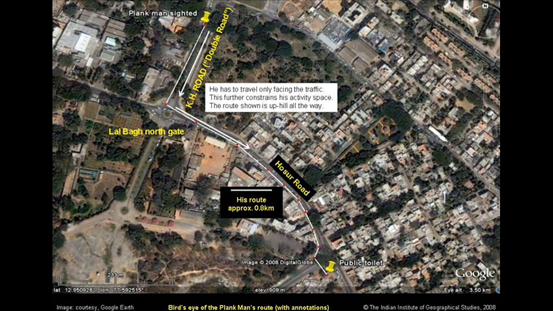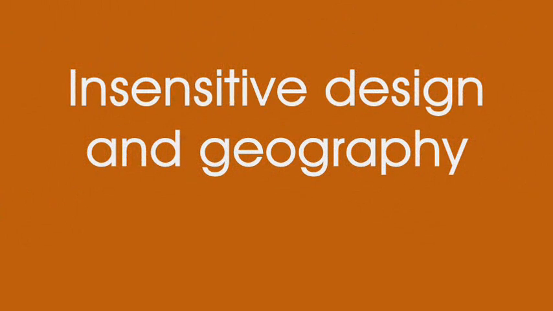The route is about 0.8 kilometers, a very short distance for most of us. But the plank man faces many barriers. These barriers make his experience of this bit of his activity space quite difficult. His overall activity space is also severely limited by his disability. When we design our space, if we are insensitive, we deny people like the plank man their geographical rights.